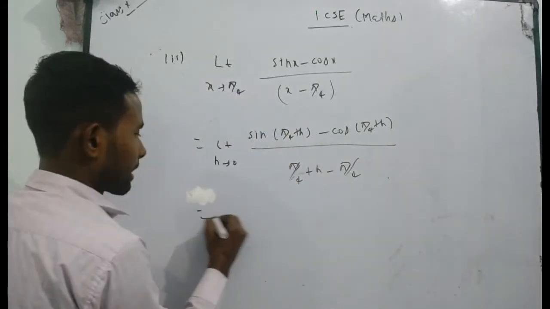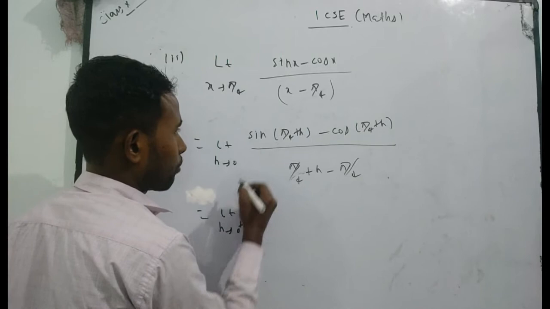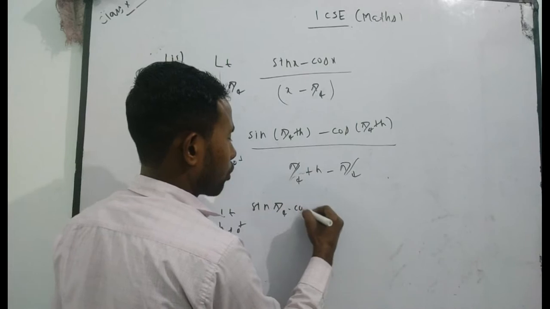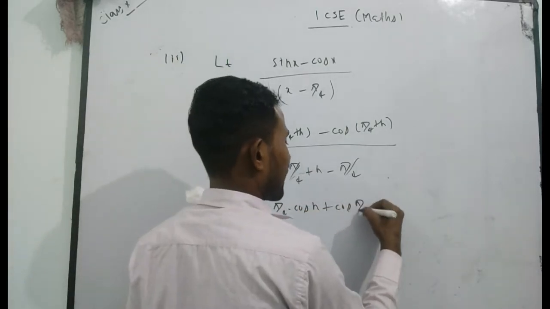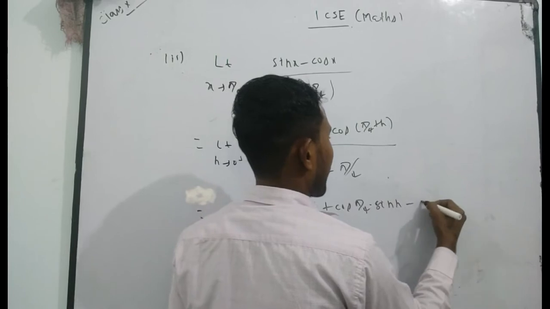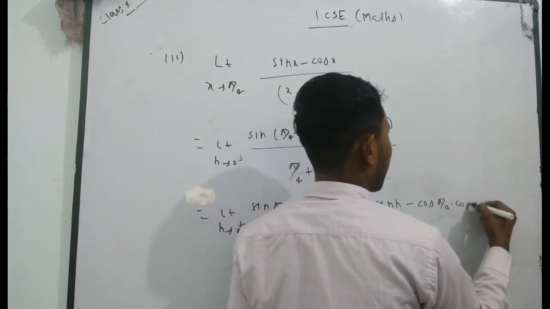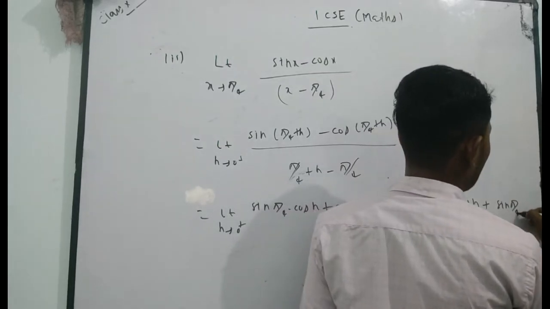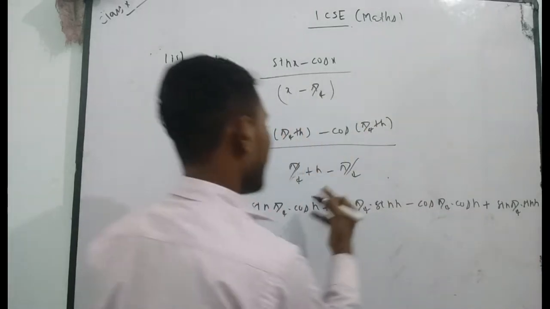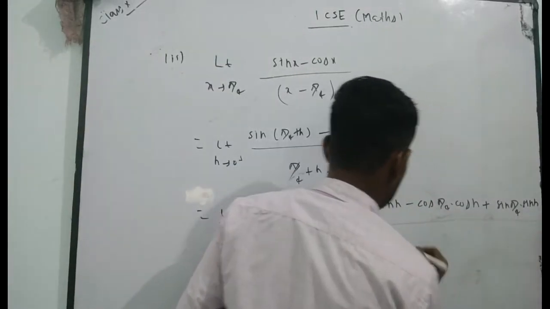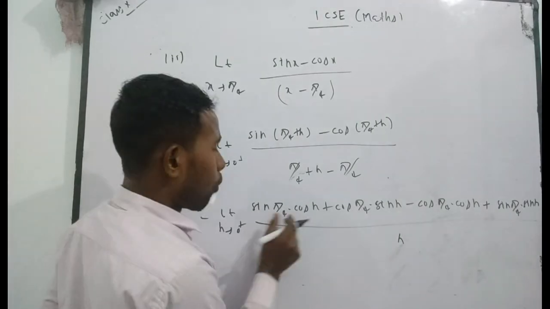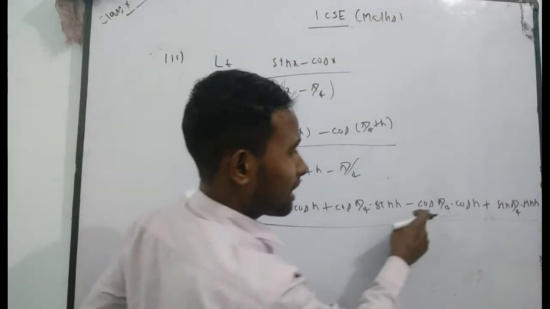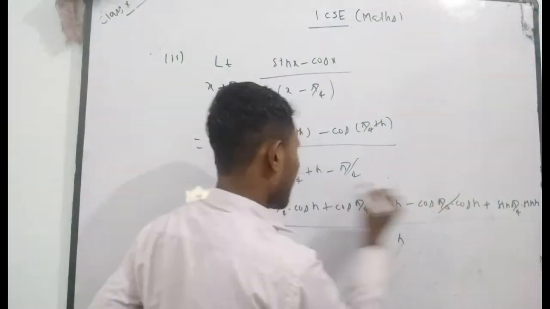Here pi by 4 cancels, and simply you get limit h tends to 0 from the right-hand side. What is the formula of sin(A plus B)? sin A into cos B plus cos A into sin B, where A is pi by 4. Then minus cos A into cos B plus sin A into sin B. Do you understand? And in the denominator you get simply h. Now there is 1 by root 2 times cos h, and there is also 1 by root 2 times cos h, but with the opposite sign.